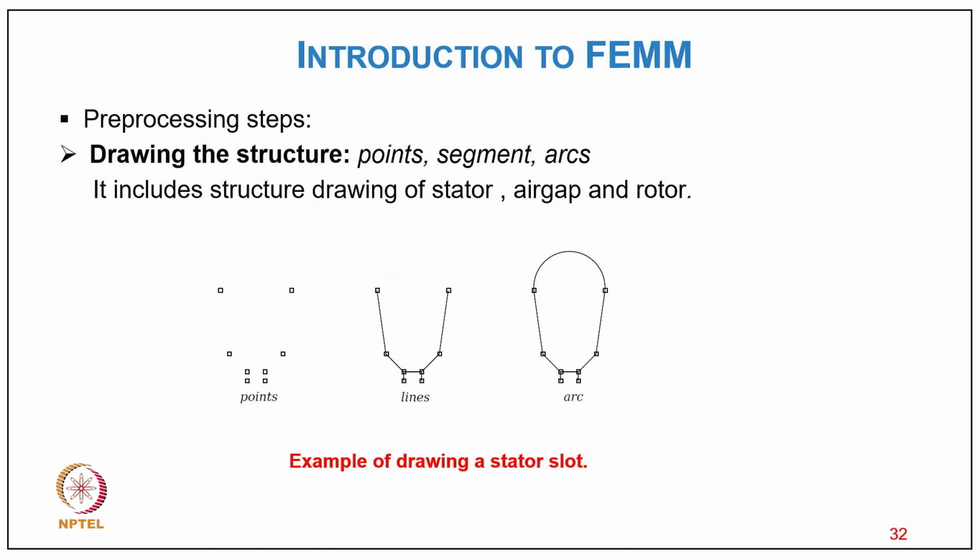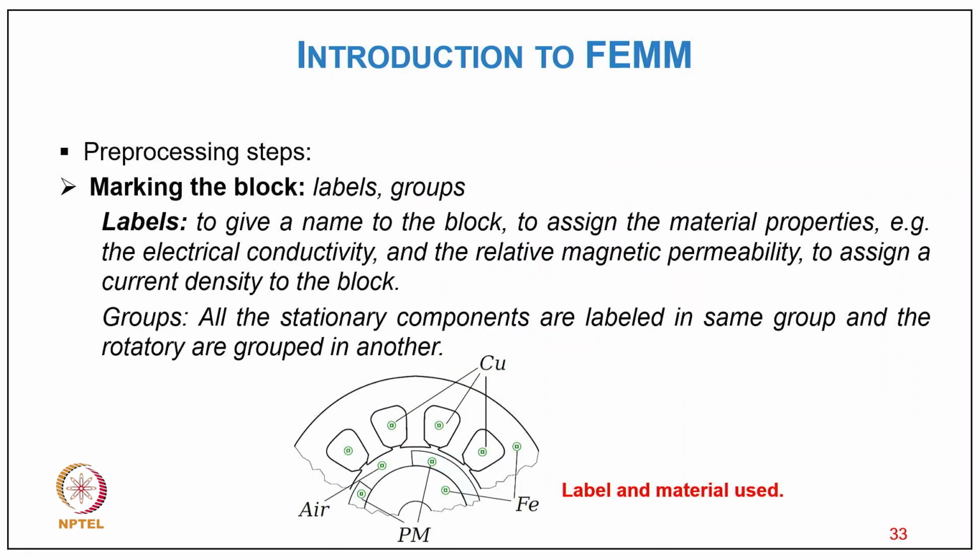Now the preprocessing steps are drawing the structure: points, segments, arcs, including the structure drawing of the stator, air gap and rotor. So here is a typical example of a stator slot: you start with the point, then the line, and then you have an arc.